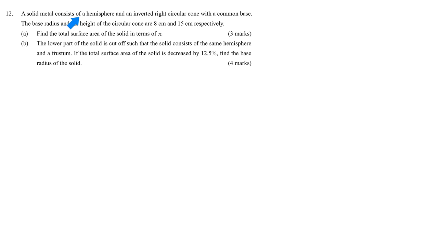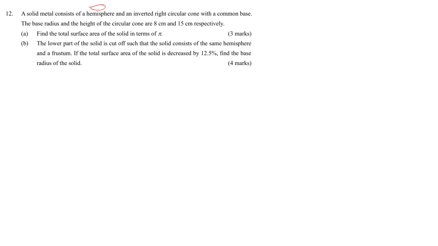Whenever you find area and volume questions, it is very important to draw properly so that you understand what's happening and what's the relation between each item. With your drawing, you can apply the relevant equations or formulas easily. They say that there is a solid metal consisting of a hemisphere and an inverted right circular cone.